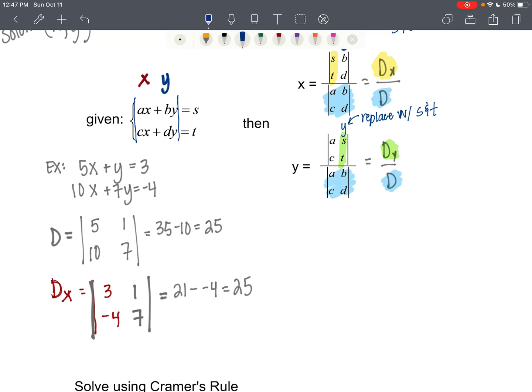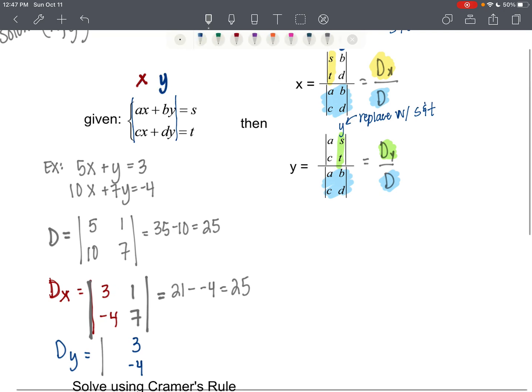We're now going to find the determinant of y. So the y's are going to be replaced with 3 and -4. And the coefficients of x's will remain, 5 and 10. And then we have -20.